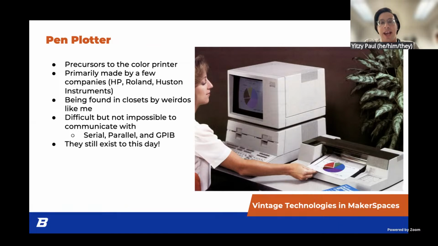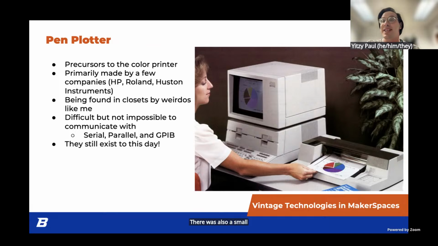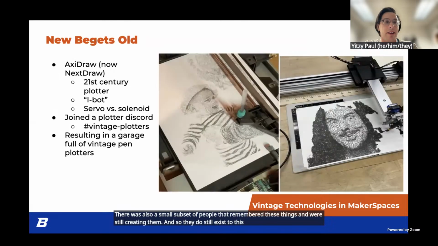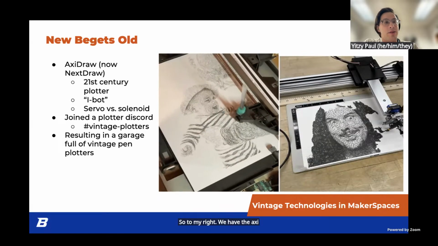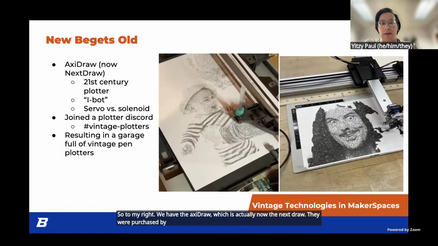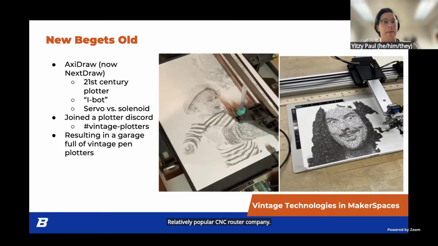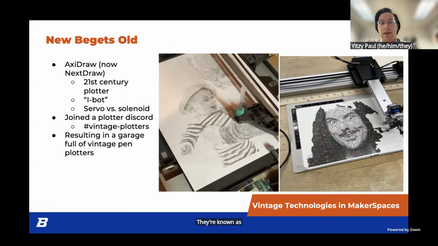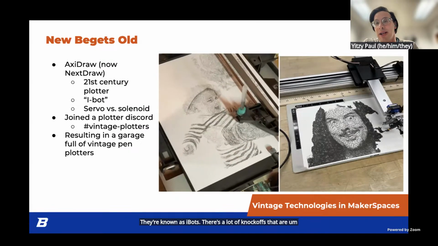and went, can we interface with these? And so, yes, it was figured out that we could. And there was also a small subset of people that remembered these things, and were still creating them. And so they do still exist to this day as modern technologies. So to my right, we have the AxiDraw, which is actually now the NextDraw. They were purchased by Bantam Tools, a relatively popular CNC router company. They were built in this century. They're known as iBots. There's a lot of knockoffs that are out there that you can buy as well.